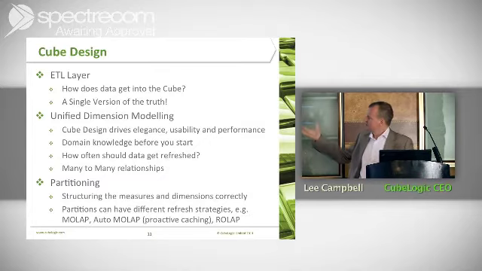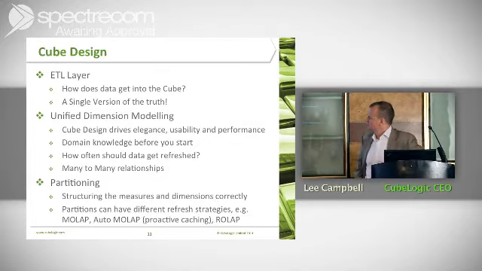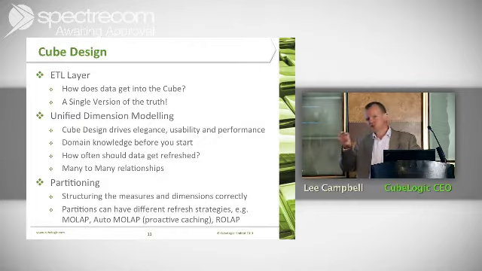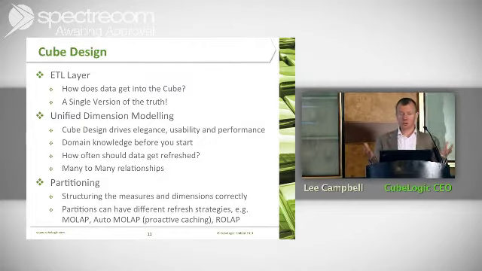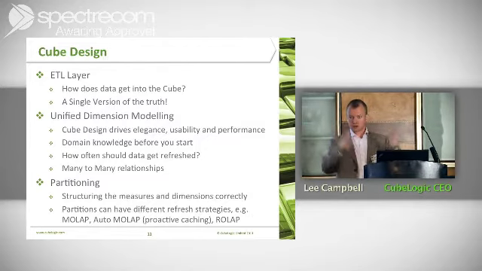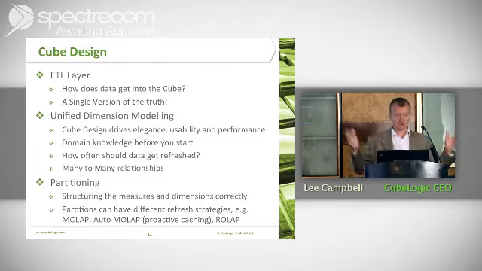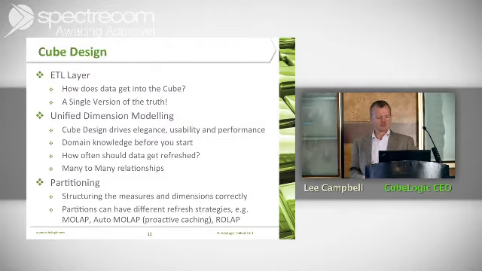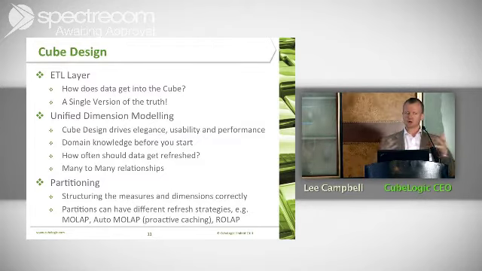And then the next stage is really what we call unified dimension modeling. So that's the real nitty-gritty of designing a cube. And you've got to have domain knowledge. You've got to know what your users want in advance. You couldn't just open up the cube designer and build something and it's going to be relevant. You really have to have domain knowledge. You've got to know what the end result is. You've got to understand the data relationships. And essentially that's how you build a cube.